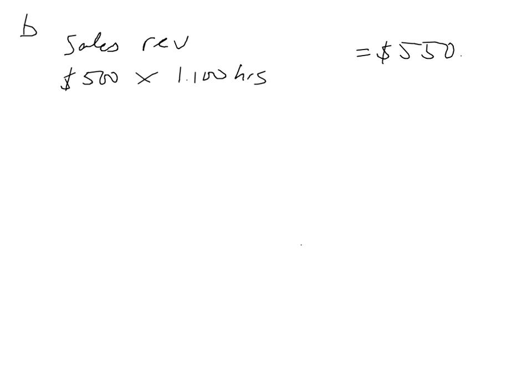All right, now for Part B, they want us to prepare an income statement for the company for March. Income statements are always going to be revenues minus expenses. So we're going to start with sales revenue. It tells us that we're charging $500 an hour, quite a bit of money there, and we have our 1,100 hours that we calculated in the prior Part A. So 500 times 1,100 hours, that's going to give us $550,000 for sales revenue.